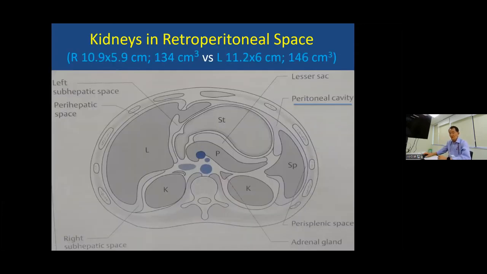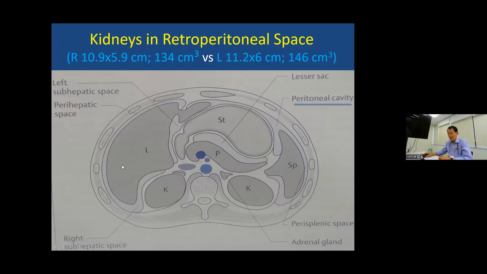As you know, the kidneys are in the retroperitoneal space. As you see on this diagram of cross-sectional imaging, the kidneys are way in the back, with the adrenals just above, anterior and medial. And then we have the pancreas. In front of the pancreas, there is a lesser sac and some omentum around that space. And then we have the spleen, the liver and the stomach.